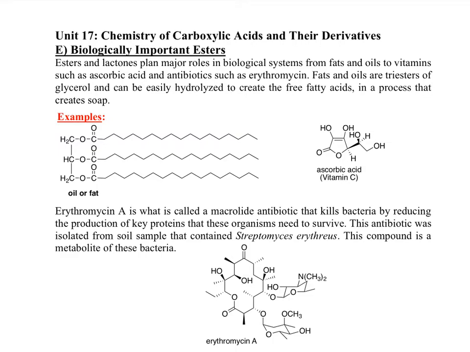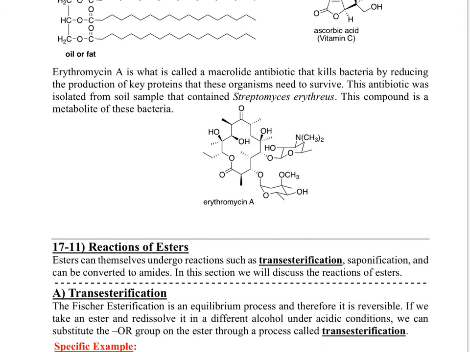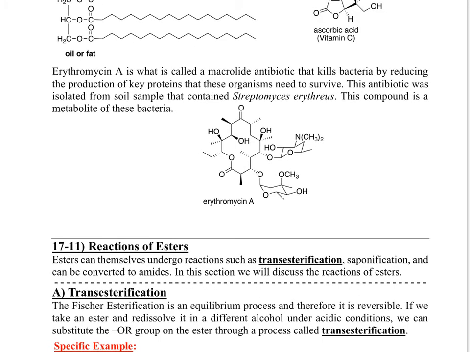And here we've got erythromycin A, which is a macrolide antibiotic. It's a large ring antibiotic. What it does is it kills bacteria by reducing the production of key proteins that the organism needs to survive. And so you can see here is the lactone of our erythromycin A. It's a large macrocycle lactone.